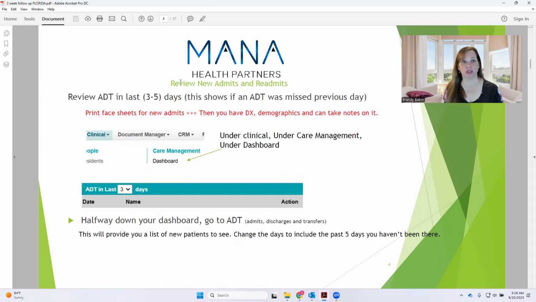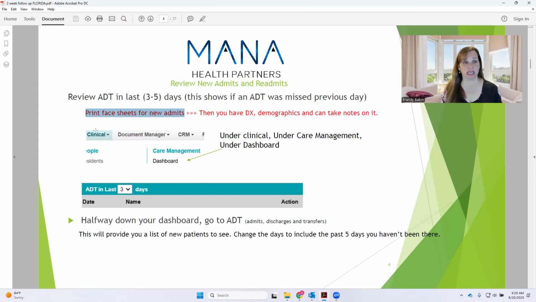So again, our first task of the day, whether you do it the night before or early on, is to get to those new admits and readmits. So you're going to go to the review ADT and you're going to date range them to 3 to 5 days. Again, this is a me thing. I love to print my face sheets for my new admits. It gives me my diagnosis. It gives me my demographics. A lot of social history is on there. And so that's where I want to be.